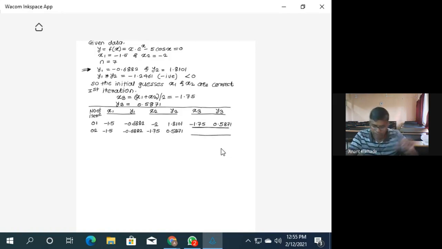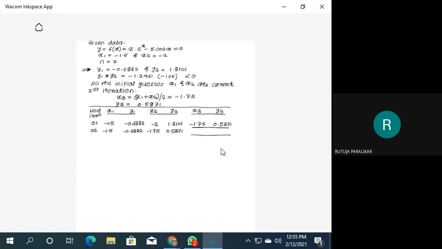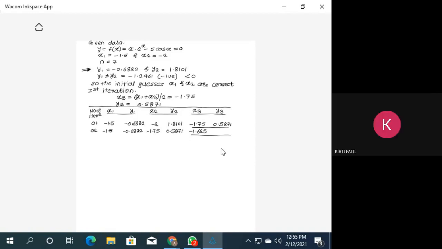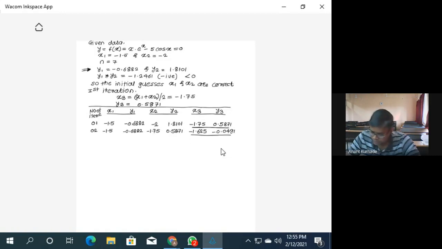What is the value of x3 for the second iteration? Minus 1.625. What is y3? Minus 0.0491. Okay, fine. Now again, what do you have to do?